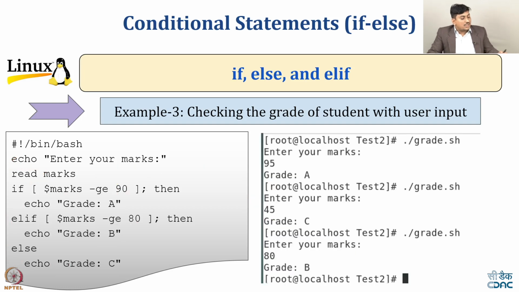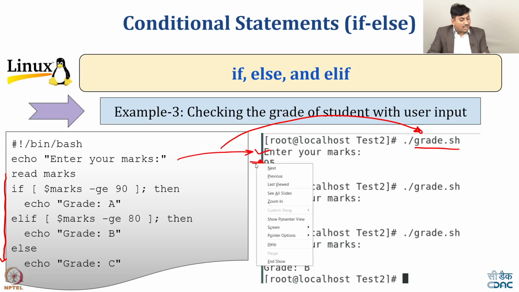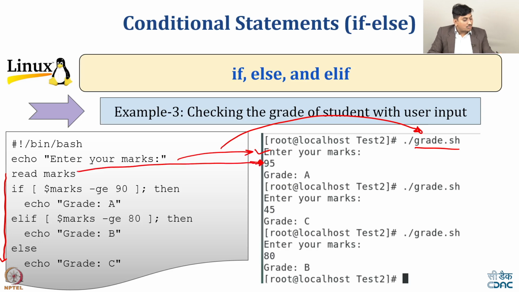So sequentially it will try to execute the code, and whichever condition is met first, it will execute that. So just take the same example, the same code I have put in the grade.sh script, and I try to run it. It will ask me to enter the marks, the very first command. Now if I enter 95, this 95 will be assigned to this marks variable, and it will now check 95 is greater than or equal to 90, yes, it will print this, it is a grade A.